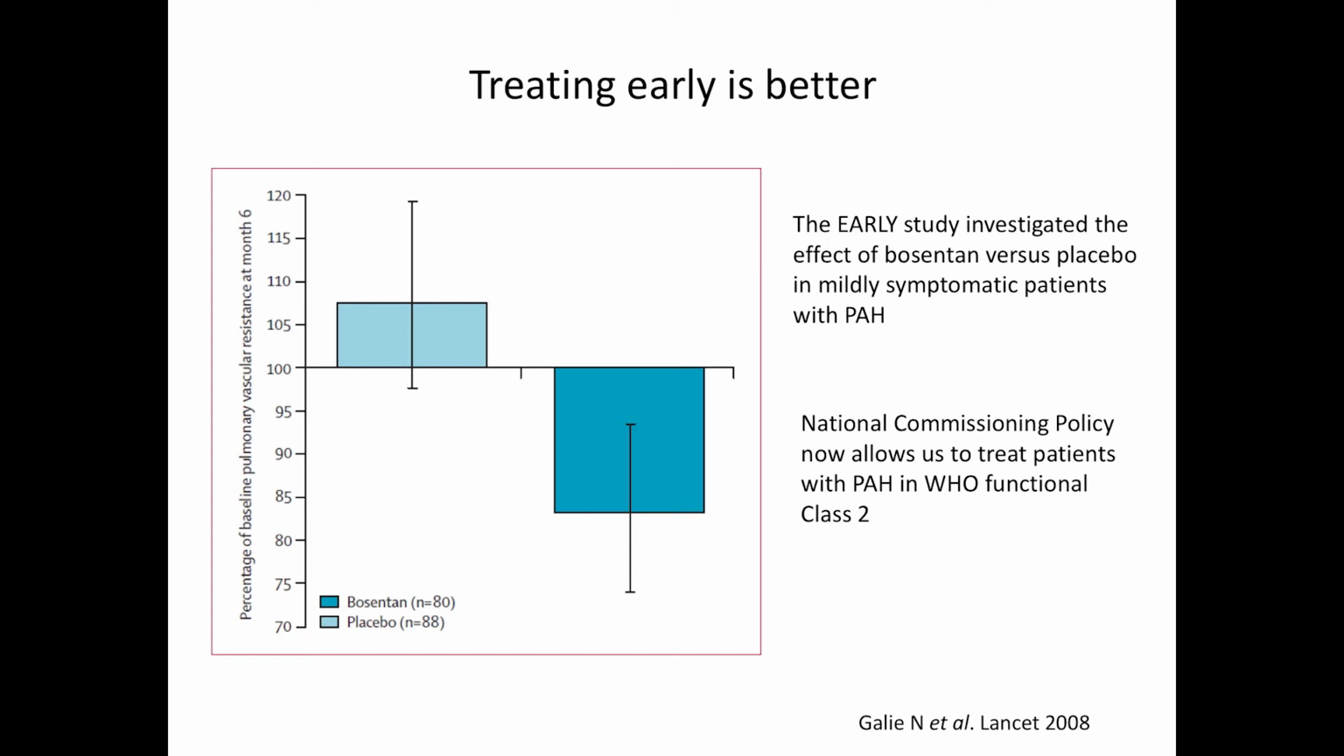And this is a study that used a drug called bosentan, so that's one of the endothelin receptor antagonists, and compared to placebo. And on the vertical axis here is pulmonary vascular resistance, so that's essentially how narrow the blood vessels are in the lung. And we can see the patients that receive placebo, or no drug, over 6 months, their resistance increased. So it shows again, it's a progressive condition, even in those mildly symptomatic patients, but if they receive bosentan, it decreased. And because of that, the commissioning guidelines now allow us to use drugs earlier on in the condition.